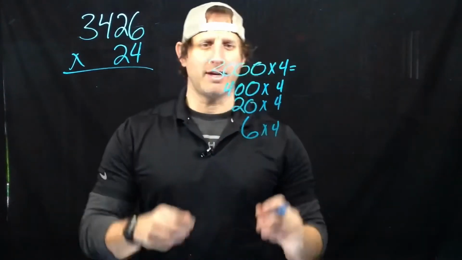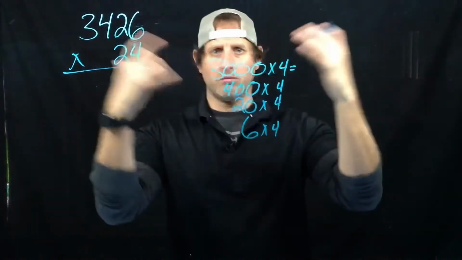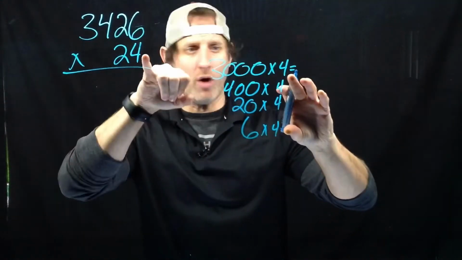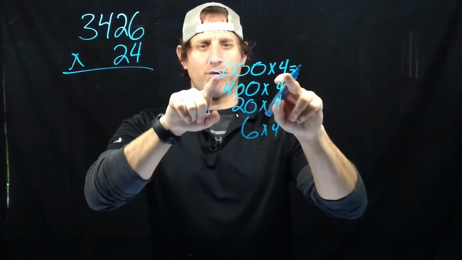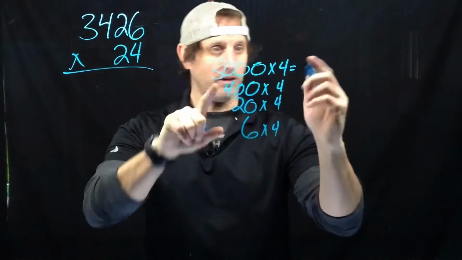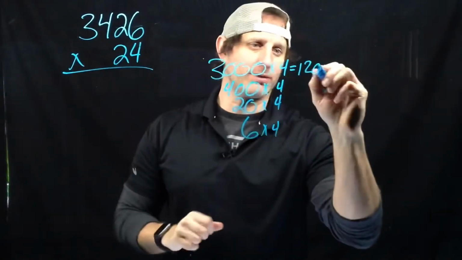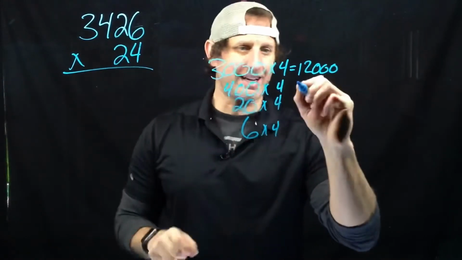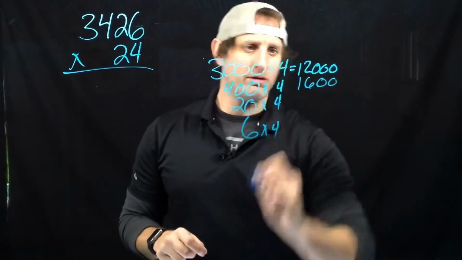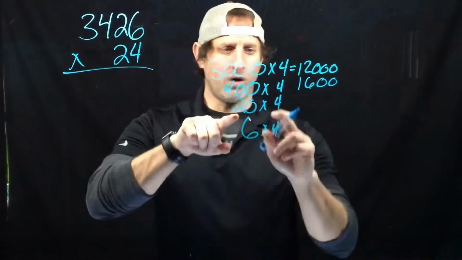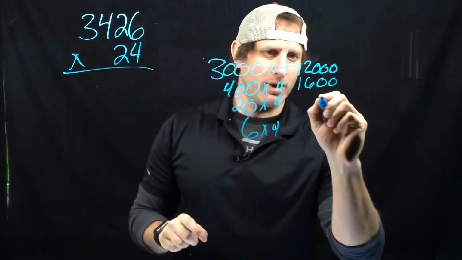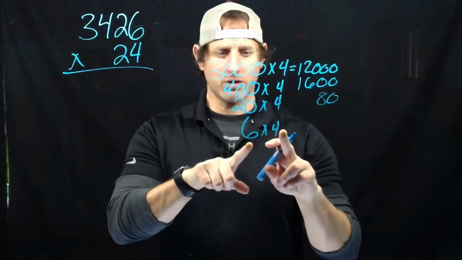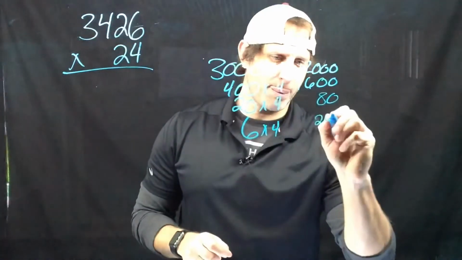And when we add them all together, it's going to give us our answer. So if we go 4 groups of 3, which is 12, we're just going to add 3 zeros. If we go 4 groups of 4, that is 16, and we're going to add 2 zeros. If we go 4 groups of 20, we know that that is 80, and 6 groups of 4 is 24.